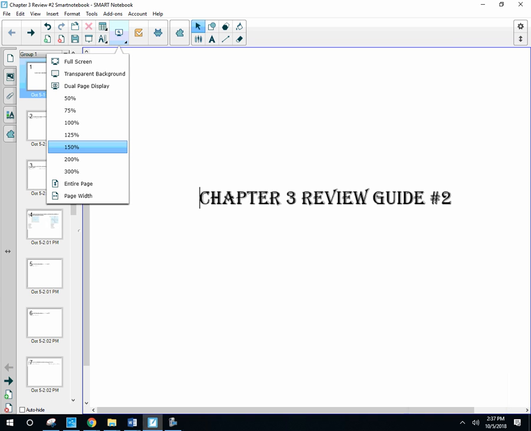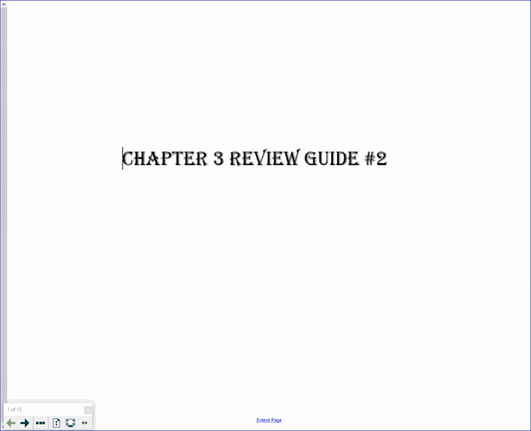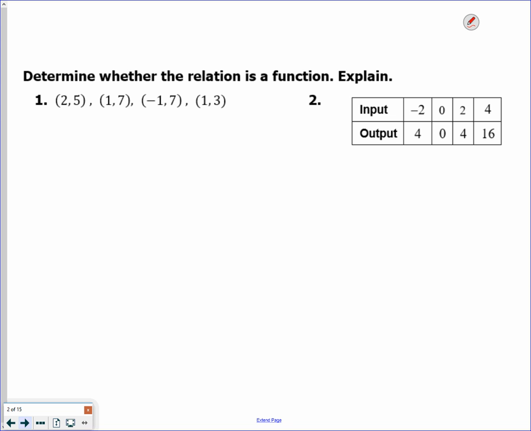All right, today we're going to be discussing the Algebra 1, Chapter 3 Review Guide. So here we go. We're going to talk about functions and what makes something a function. There are two reasons why you're going to state something is a function.